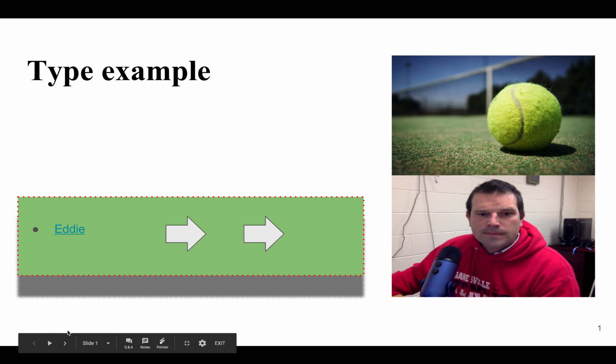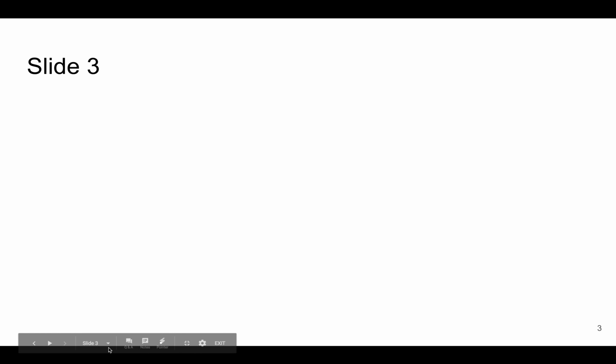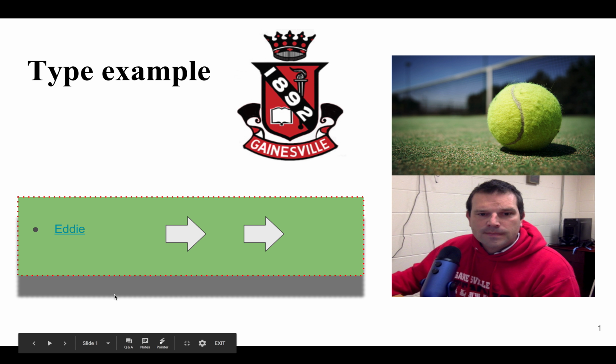Now, if I want to jump to a specific slide on the timeline, I can simply come here and click on slide numbers and choose a slide I want to jump to right away so I can bypass multiple slides at once. Now, the play button I have some issues with.